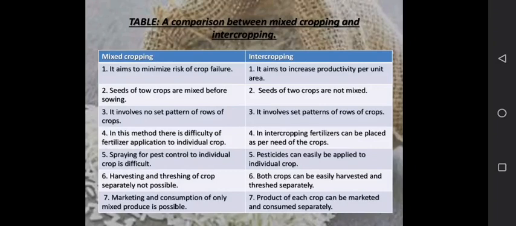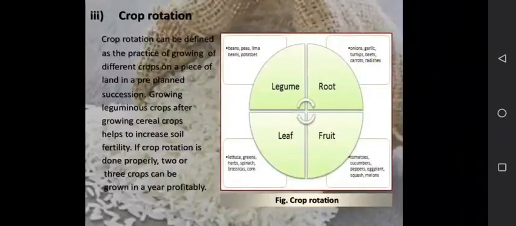In mixed cropping, spraying for pest control on individual crops is difficult, whereas in intercropping, pesticides can easily be applied to individual crops. In mixed cropping, harvesting and threshing of crops separately is not possible, whereas in intercropping, both crops can be easily harvested and threshed separately. In mixed cropping, marketing and consumption of only mixed produce is possible, whereas in intercropping, products of each crop can be marketed and consumed separately.